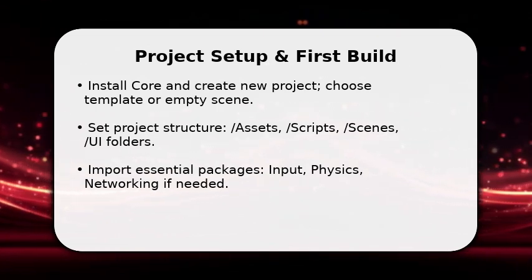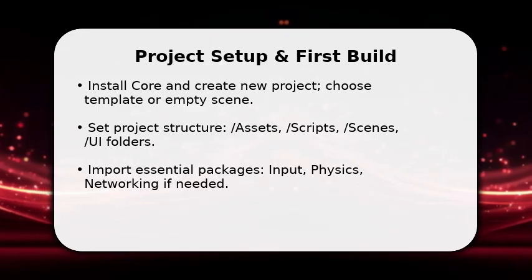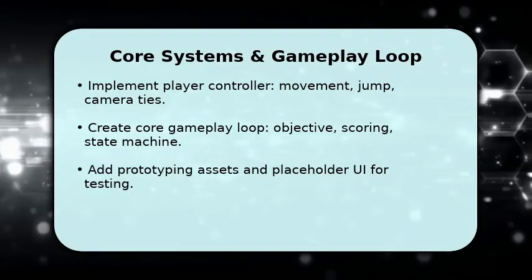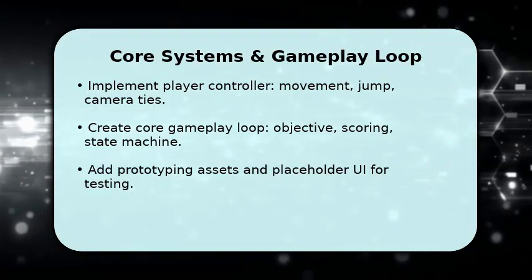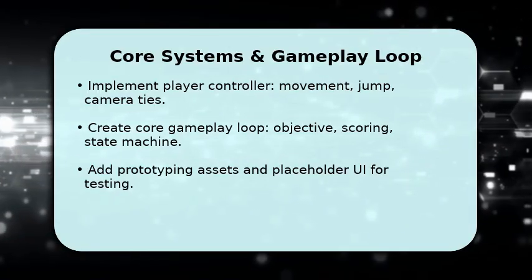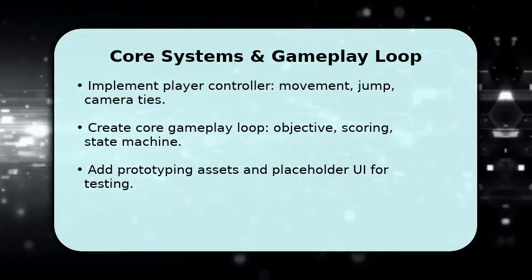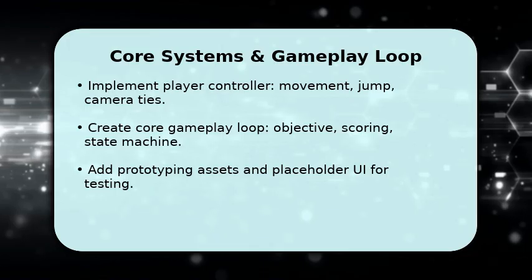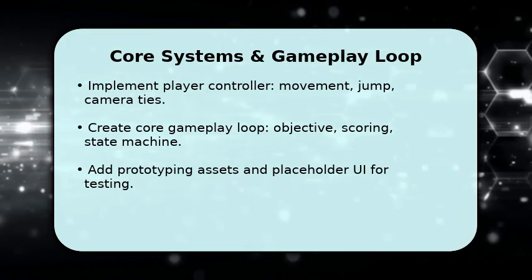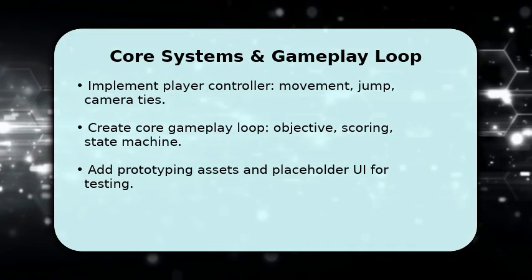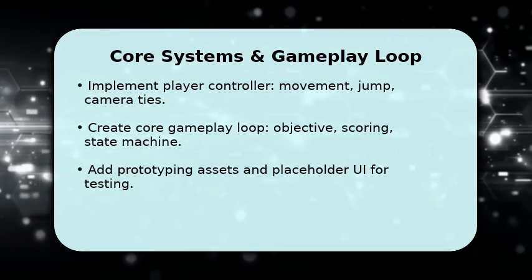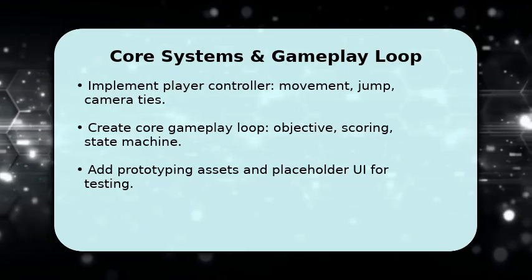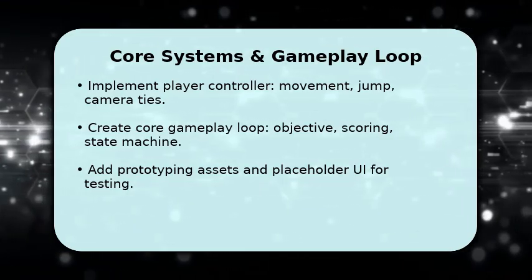Next, you implement the core systems that make the game feel like a game. Start with a responsive player controller, movement, jump, and camera coupling, because controls define everything else. Then define the gameplay loop, objective, scoring, and a simple state machine for play, pause, and game over so logic stays organized. Prototype with low poly or placeholder assets and a minimal UI to test feedback. As you build, iterate rapidly, tweak values, play immediately, then refactor code to keep systems.